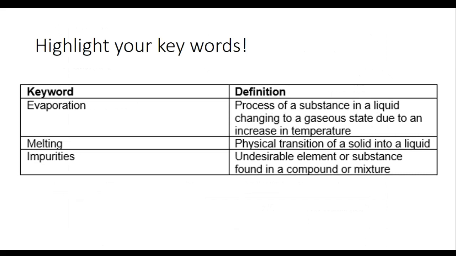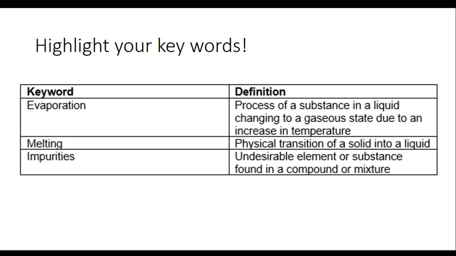Make sure that you highlight your keywords. So evaporation is the process of a substance in a liquid changing to a gas state due to an increase in temperature. So remember that we need that increase in temperature, increase in energy to overcome those forces of attraction in the particles of the liquid to become a gas, because gases have the weakest attraction between the particles.